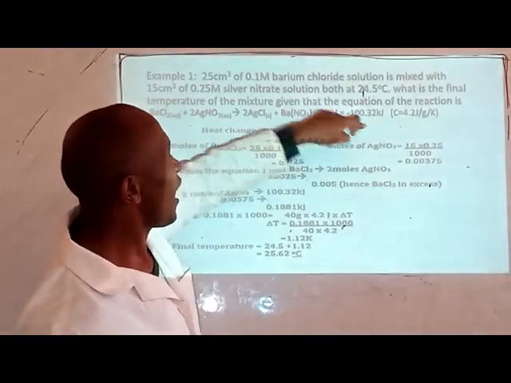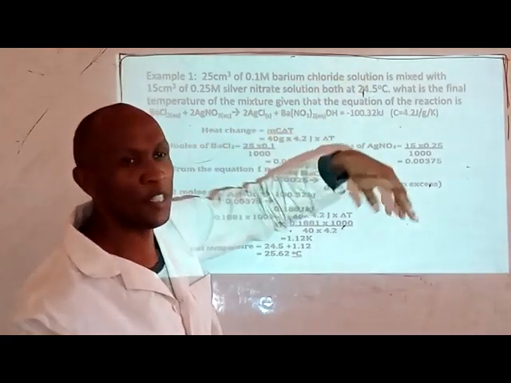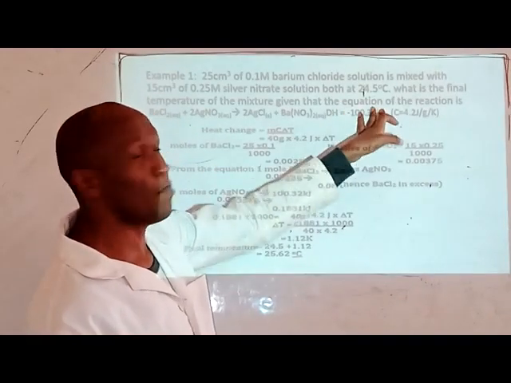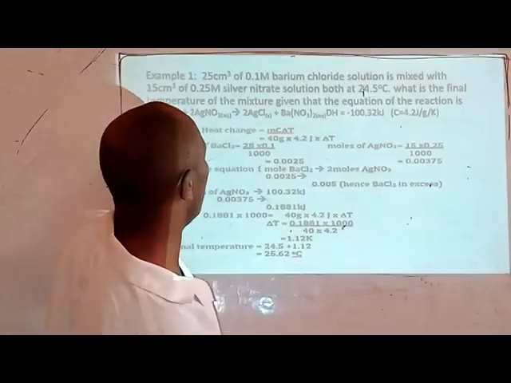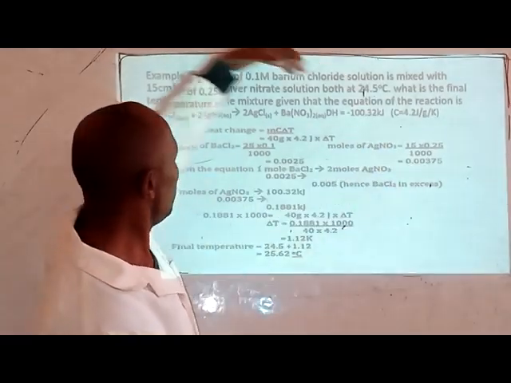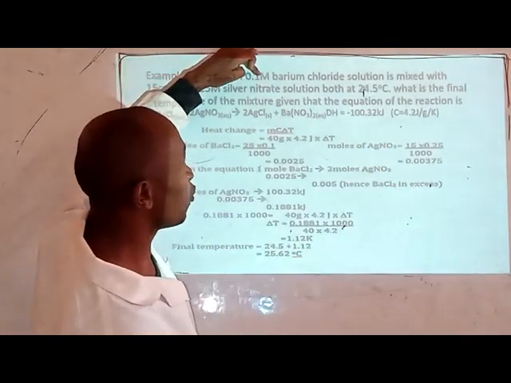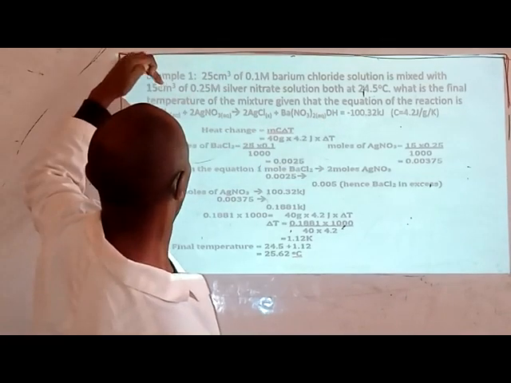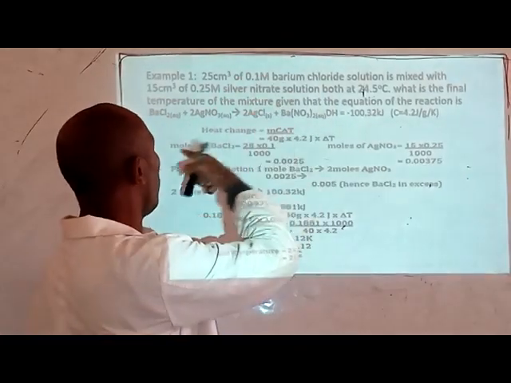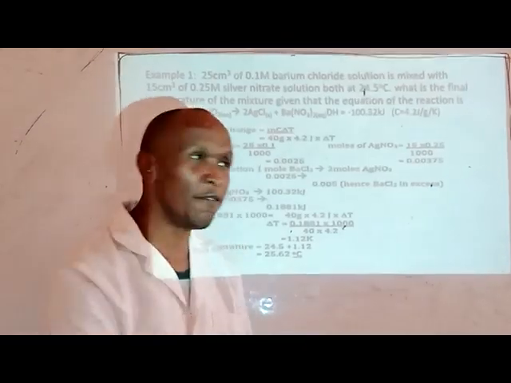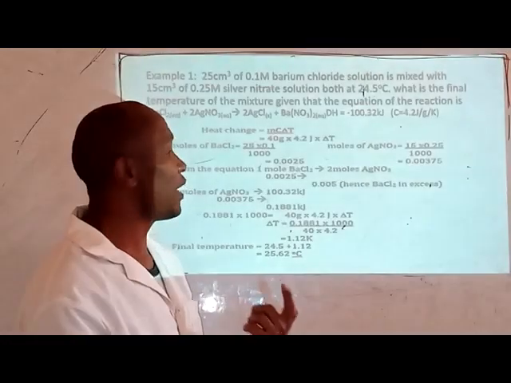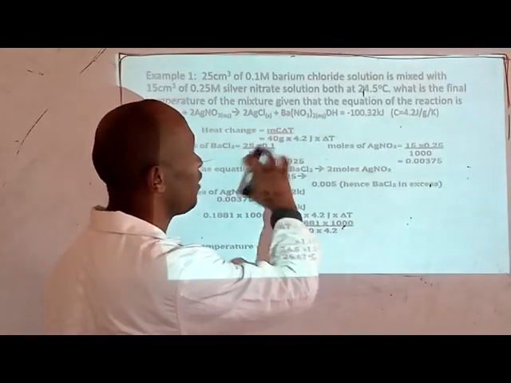Now, do I use 100.32? Of course, that doesn't make sense. Why? Because this would only be the case if I had 1 mole of that and 2 moles of silver nitrate. I don't have that. You can see I have 25 of 0.1 mole, and I have 15 of 0.2. So I don't have a mole of either of them. I don't have a mole of barium chloride, and I don't have 2 moles of silver nitrate. I have to get exactly how much I have.